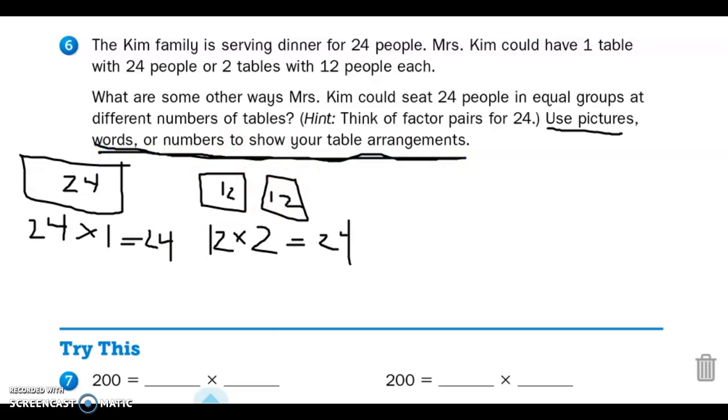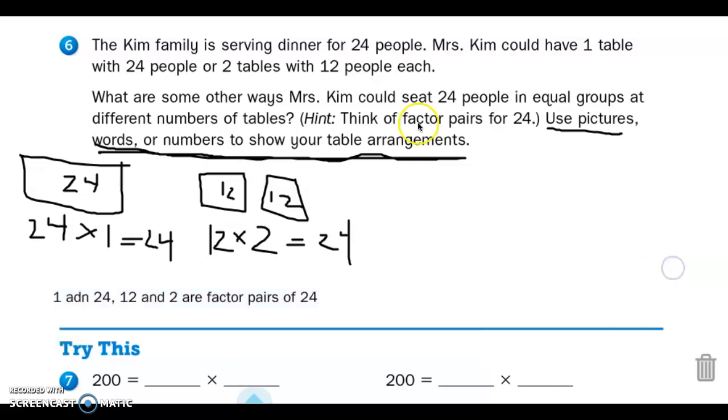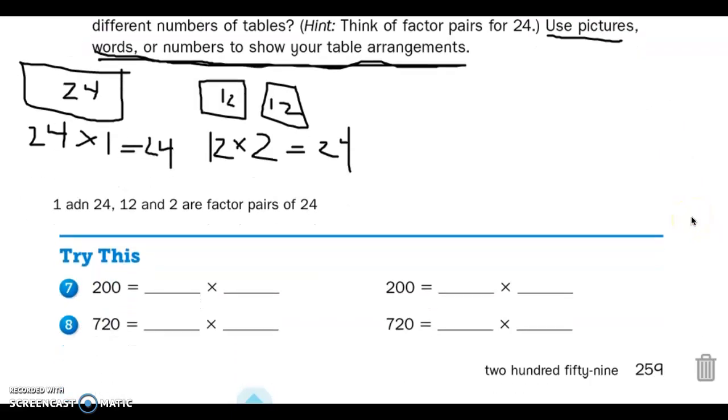So right now, factor pairs that we have are 1 and 24, 12 and 2. Factor pairs of what? Oh, that's right, if they multiply together, it's 24. There's two other ways, two other factor pairs that we could use to get to 24. I want you to find at least one. If you want to challenge yourself, find two other ones.